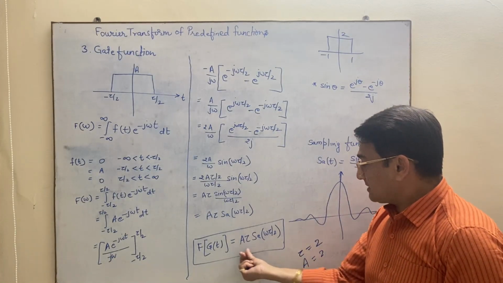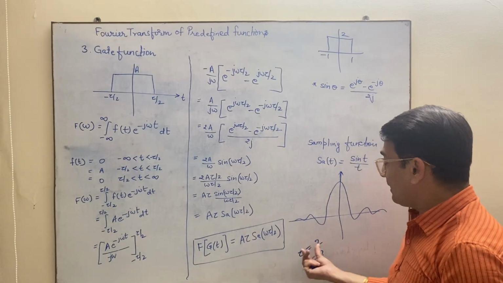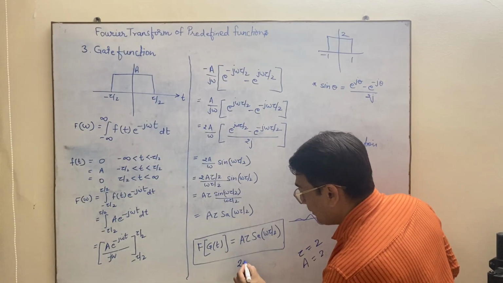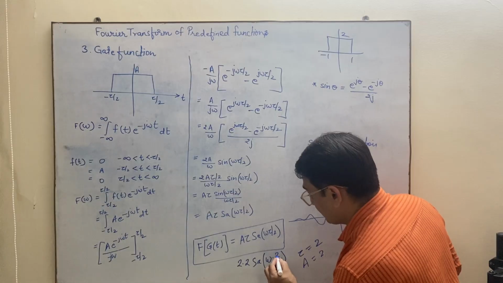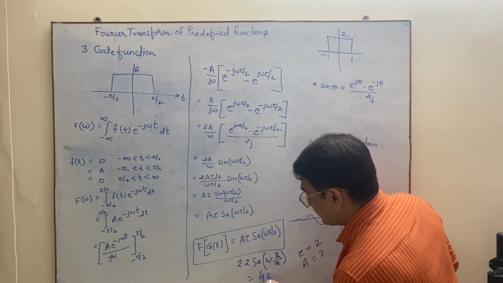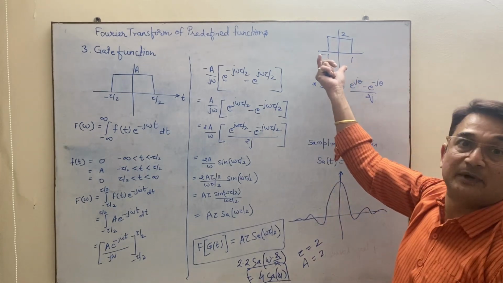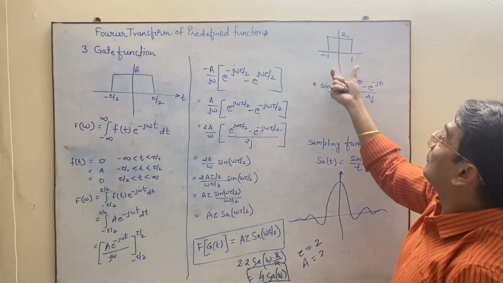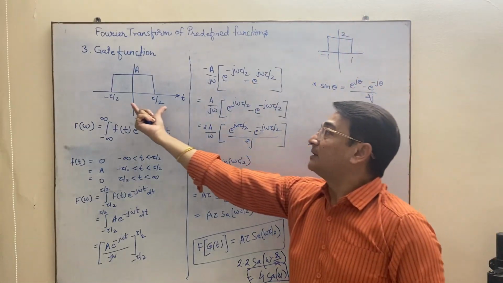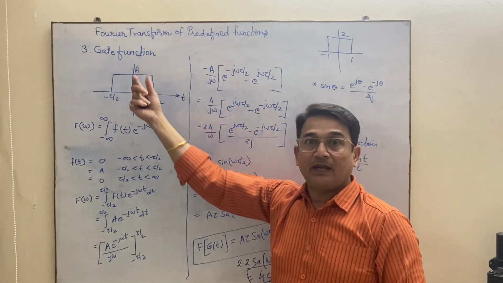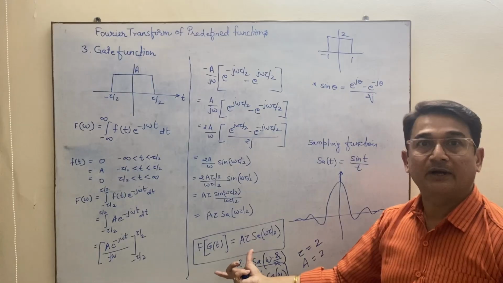So in this particular solution, if you put a equal to 2 and tau equal to 2, you will get 2 into 2 sampling of omega 2 upon 2. So it will be 4 sampling of omega. So this is the solution for this particular rectangular pulse having width 2 and height 2. Okay, so instead of tau and a, they may give any value in the examination. So accordingly you can calculate the value.